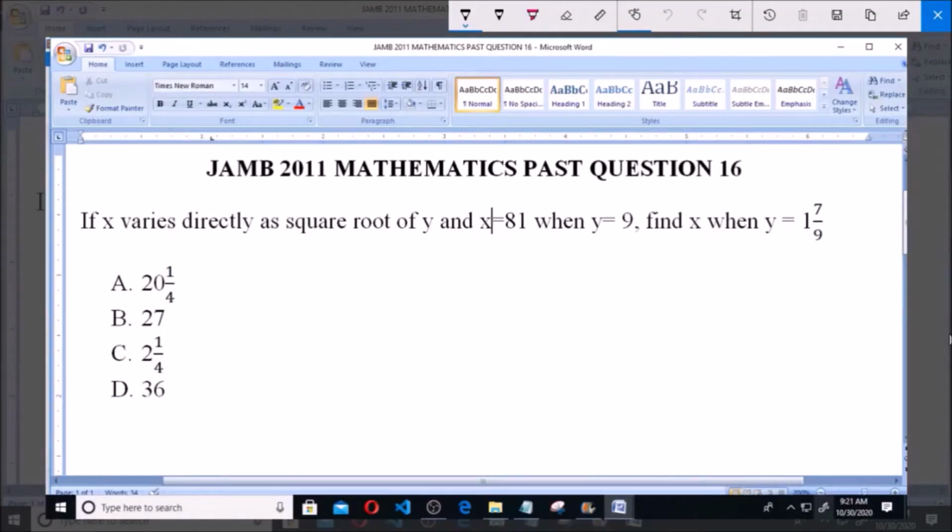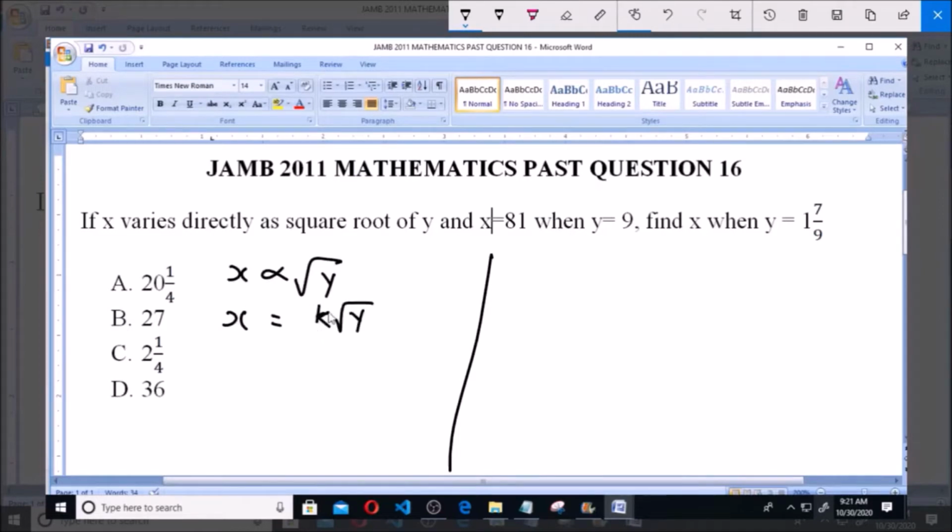I will be answering JAMB 2011 Mathematics Past Question 16. If x varies directly as the square root of y, and x equals 81 when y equals 9, find x when y equals 1 and 7 over 9. A: 20 and 1 over 4. B: 27. C: 2 and 1 over 4. D: 36. Now the question says that x varies directly as the square root of y, that is, x is equal to k multiplied by the square root of y.